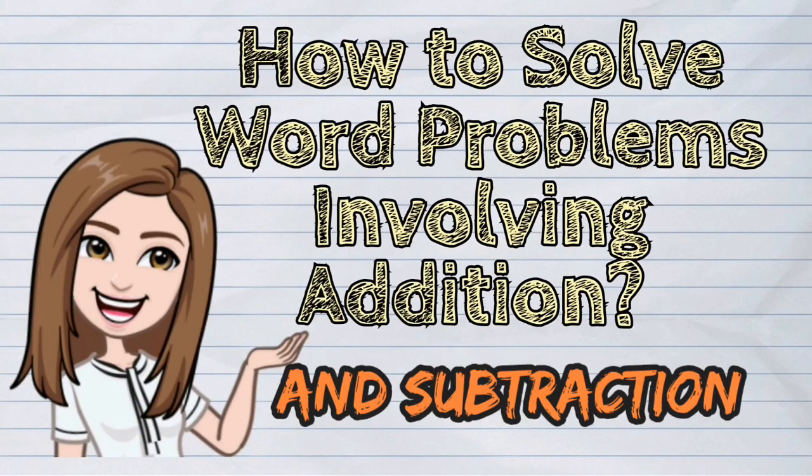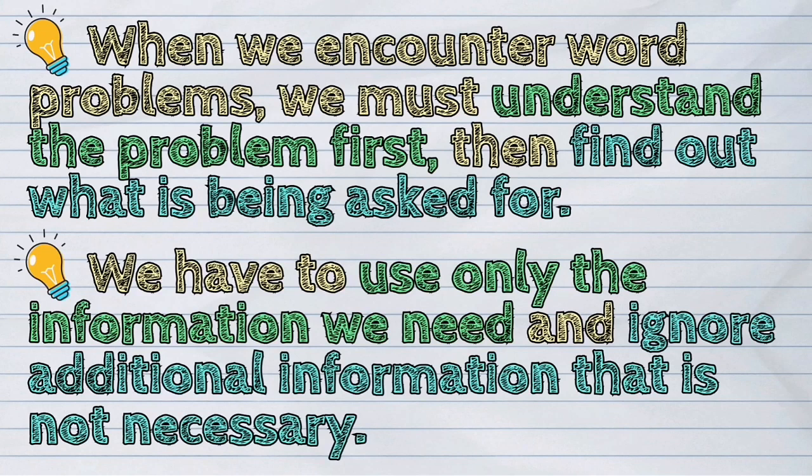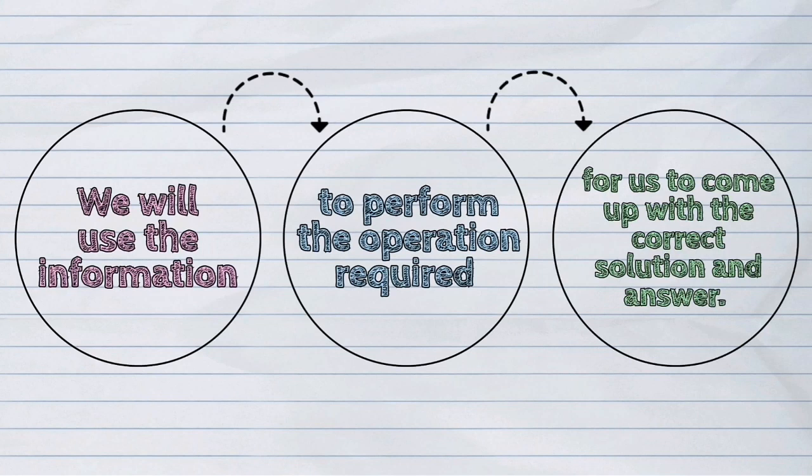Word problems. We are going to be looking at how to solve word problems involving addition and subtraction. When you encounter word problems, you need to understand the problem first, then you find out what is being asked for. Then after that, you have to use only the information that you need, and you ignore additional information that is not necessary. Now, the process: you use the information to perform the operation required, for you to come up with the correct solution and answer.